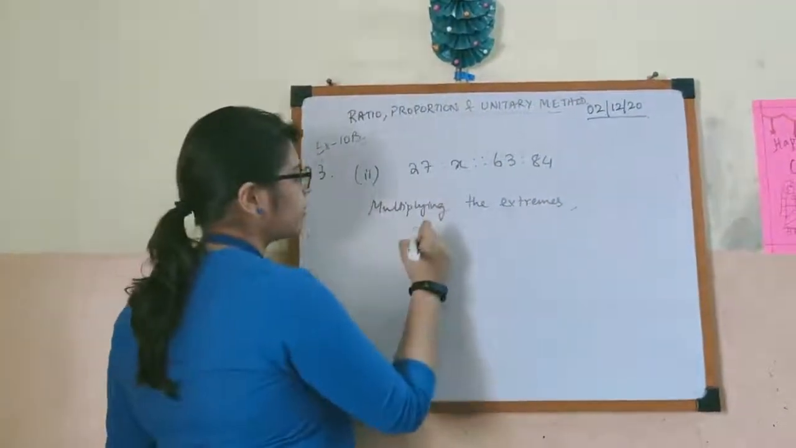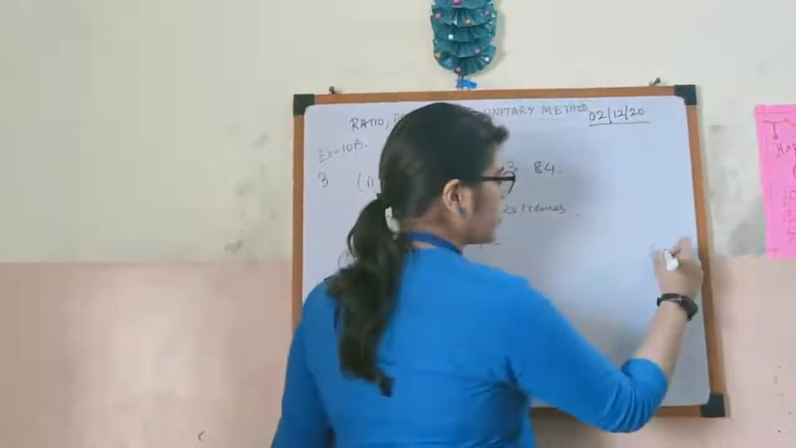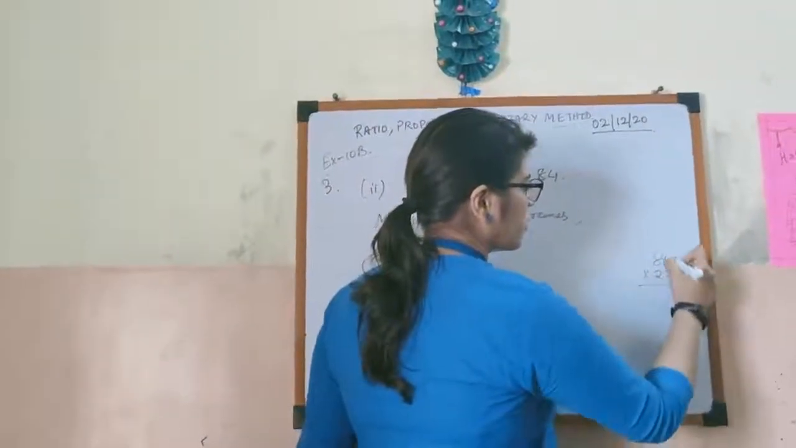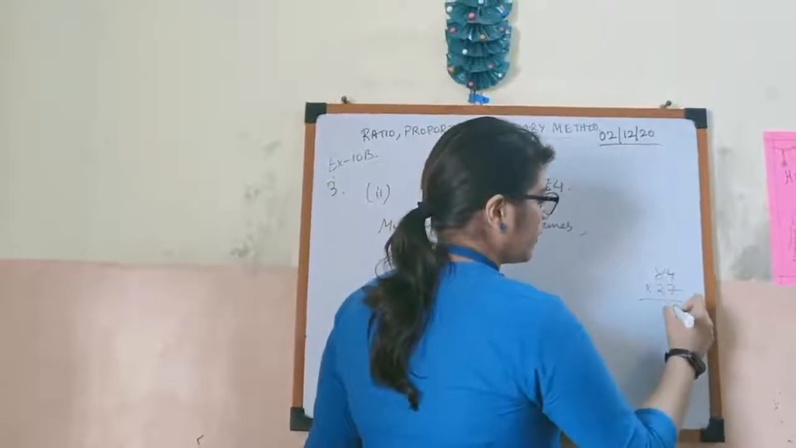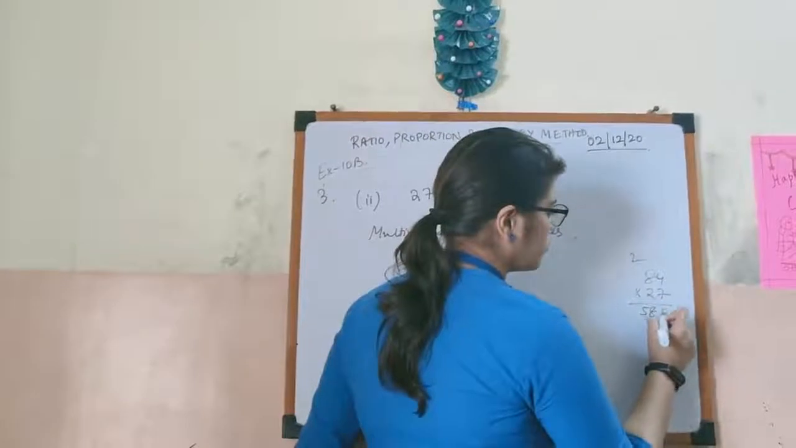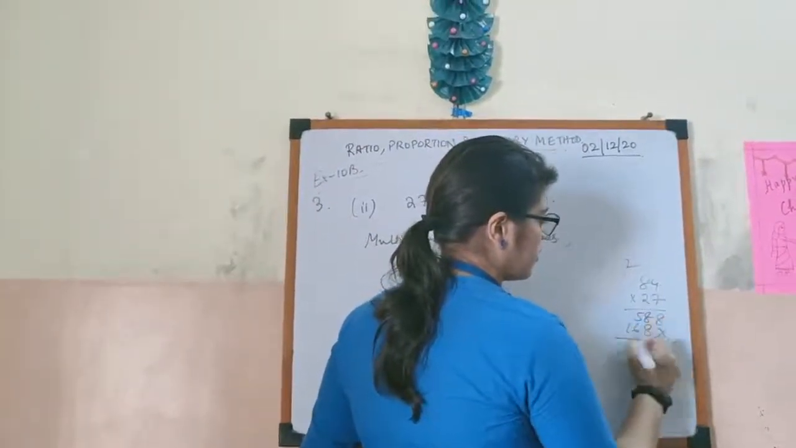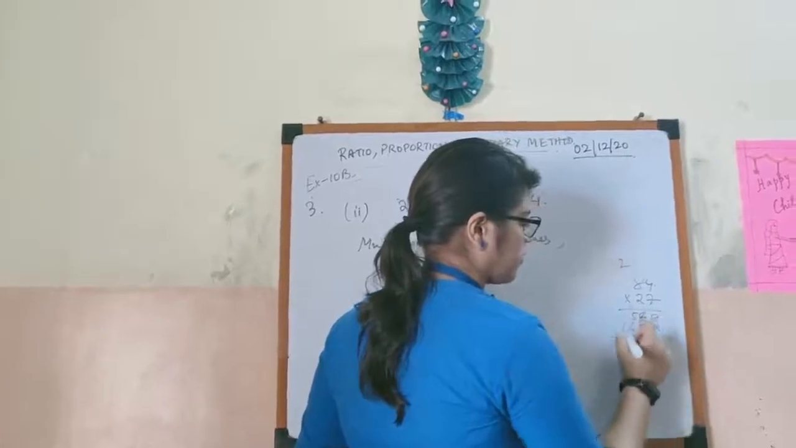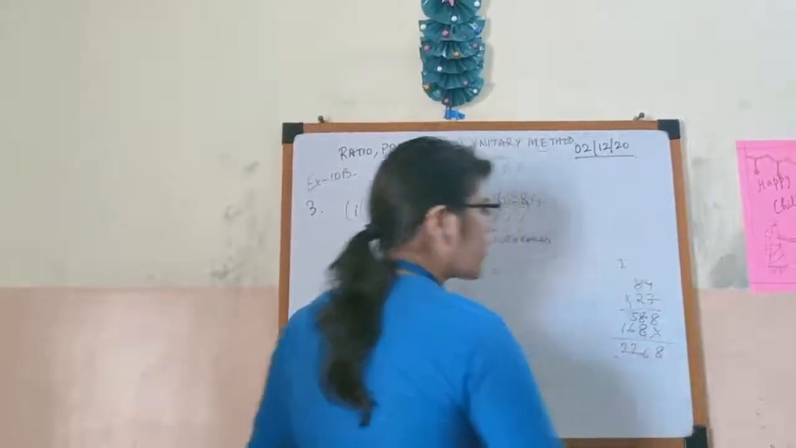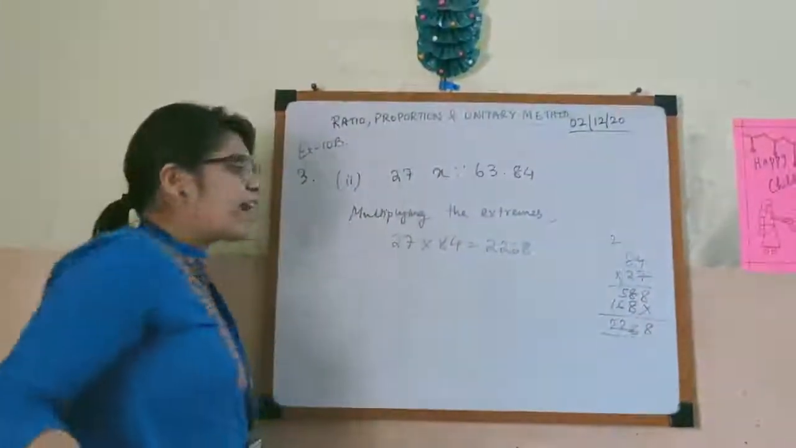How much are we getting? 27 multiplied with 84. So 84 and 27 gives us 7 4 28, 7 8 56 plus 2, 58, 2 4 8, 2 8 16. So we are getting 2268. So this is our extremes.